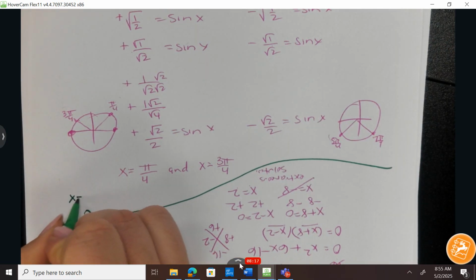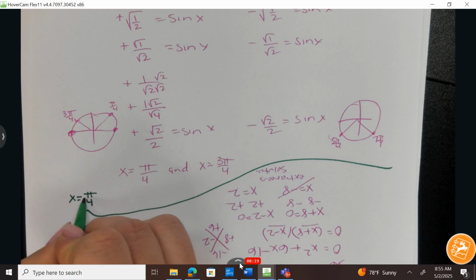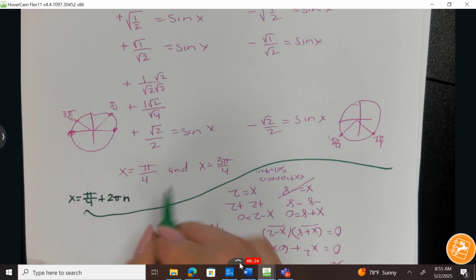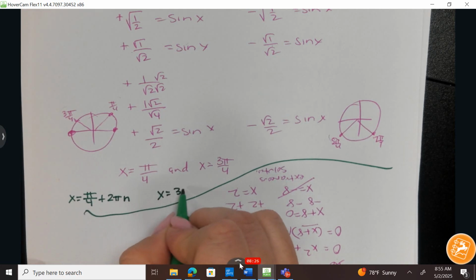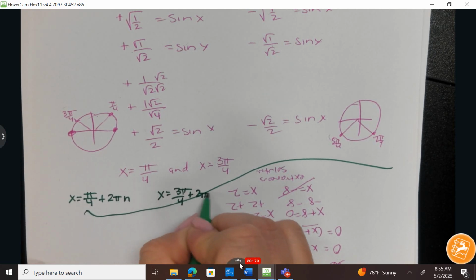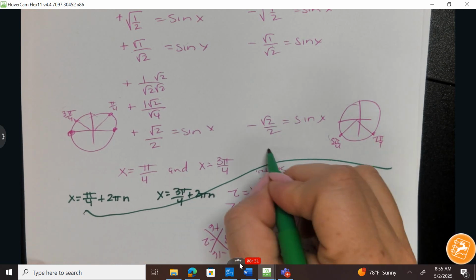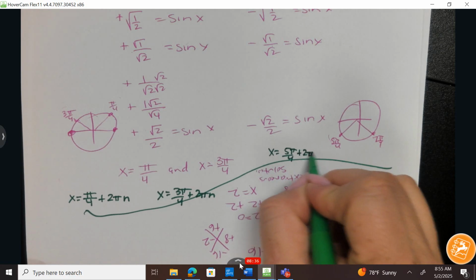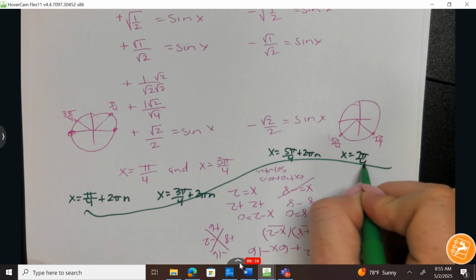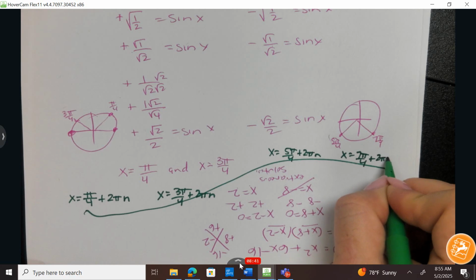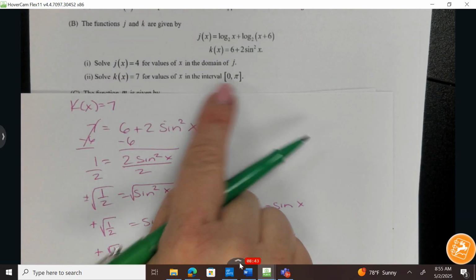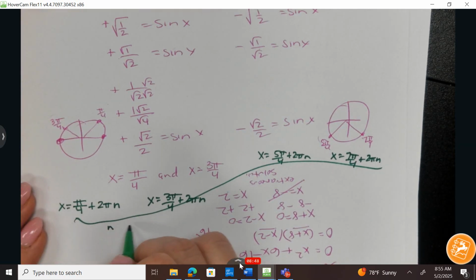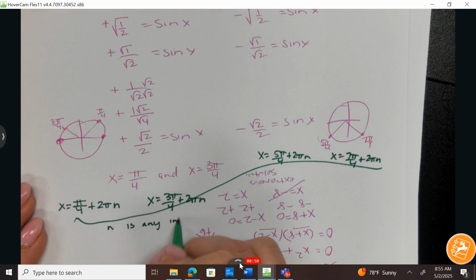I would write x equals pi over 4 plus 2 pi n, and x equals 3 pi over 4 plus 2 pi n. And up here would be x equals 5 pi over 4 plus 2 pi n, and x equals 7 pi over 4 plus 2 pi n. Again, this is if there was not this restriction of where I want to find the values of x. And then I'd have to say that n is any integer.